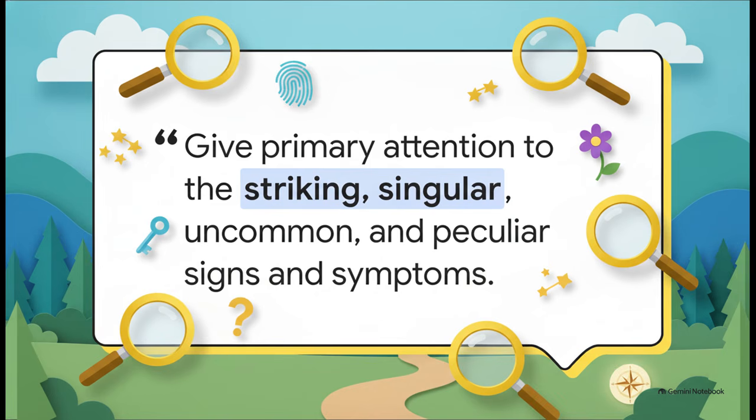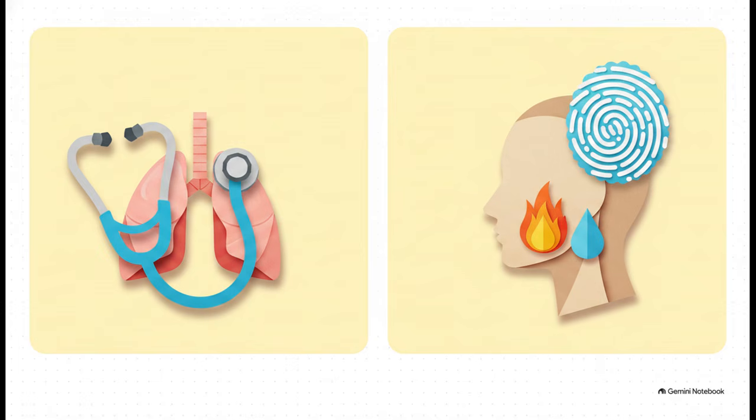Samuel Hahnemann famously wrote, and I quote, "Give primary and almost exclusive attention to the striking, singular, uncommon, and peculiar signs and symptoms." Basically, this means you, the clinician, are on a hunt. You're looking for the absolute most unique clues, the individual characteristics, to find that perfect remedy match. Let's break that down a bit more to really get the distinction.